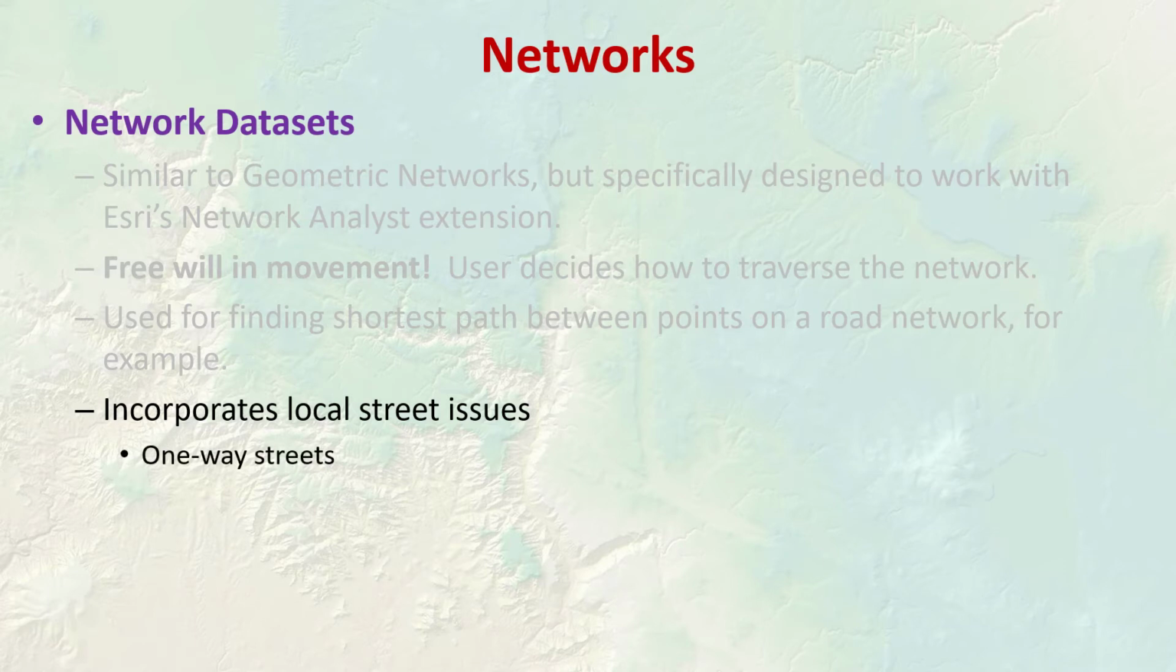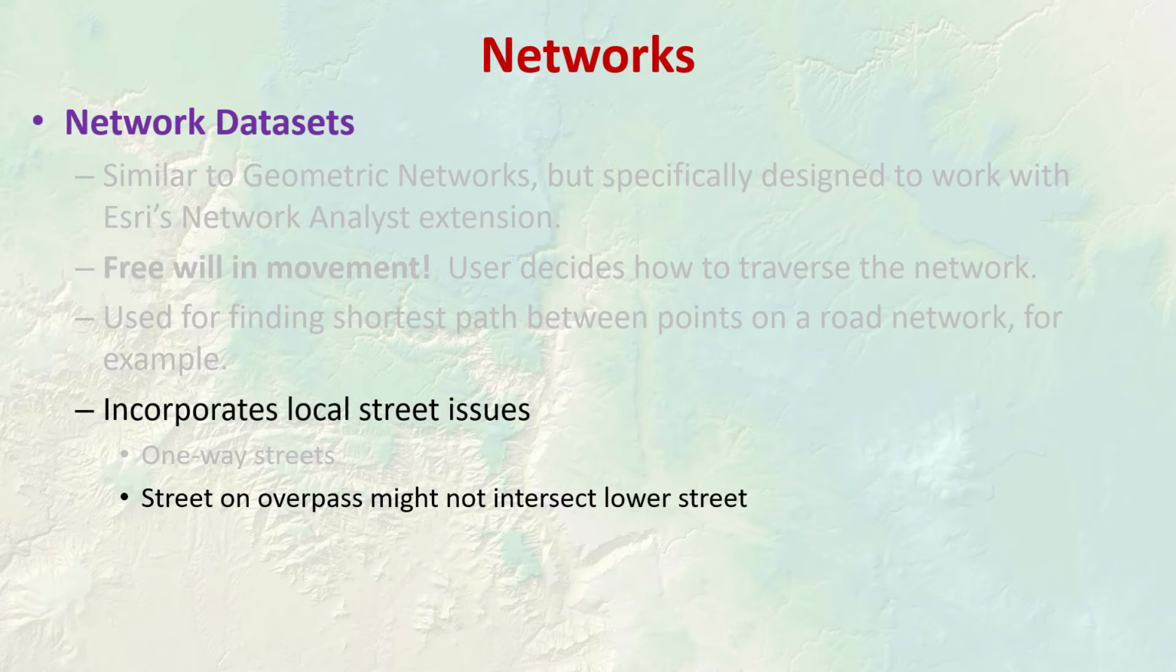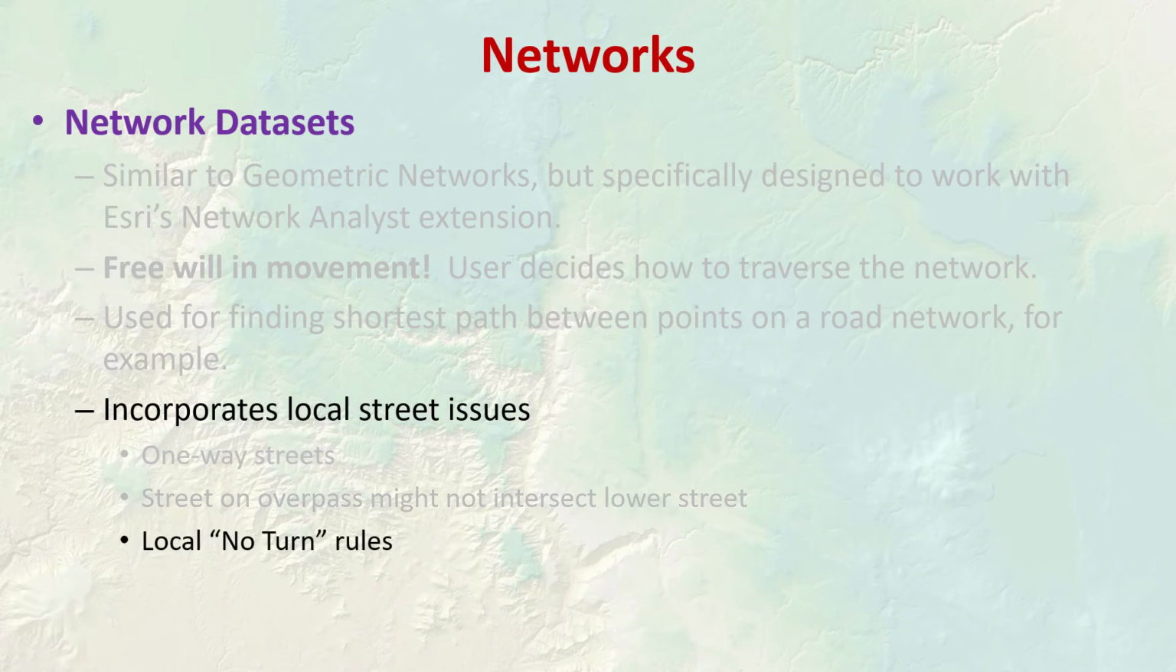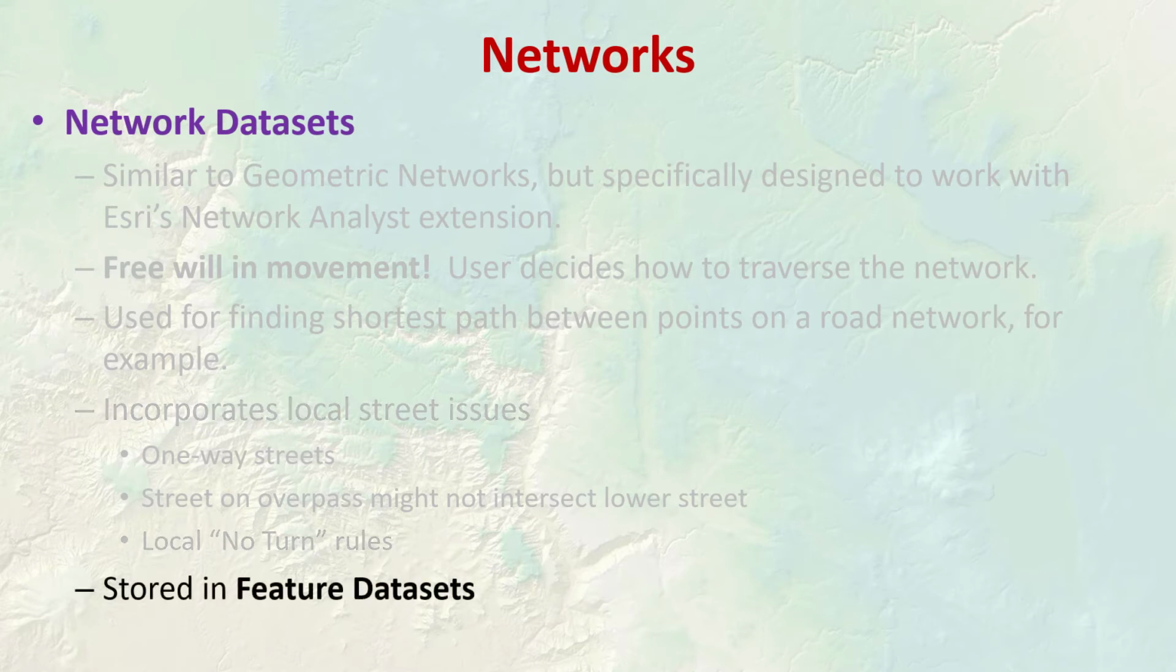You can incorporate one-way streets. You can incorporate streets that cross each other but don't actually intersect, such as an overpass. You can set up rules along the street that say you can't turn particular directions, or maybe you can turn different directions. And again, these are stored in feature data sets.